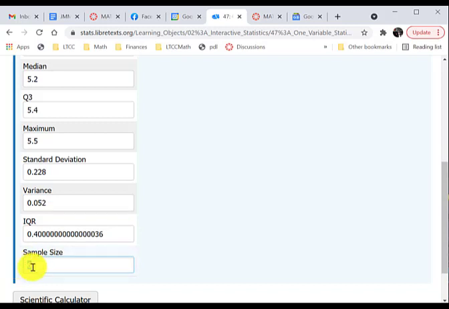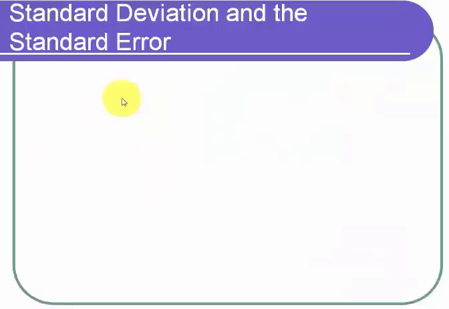That's all there is to it. And that's the way of looking at the one variable statistics that come from a sample. Here's the PowerPoint. And next I'm going to remind you again about what the standard deviation is, and I'll also go over something called the standard error.